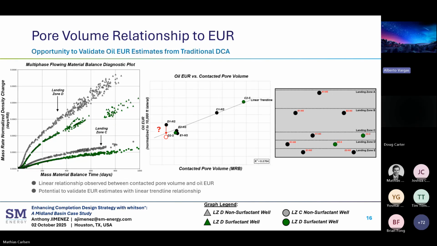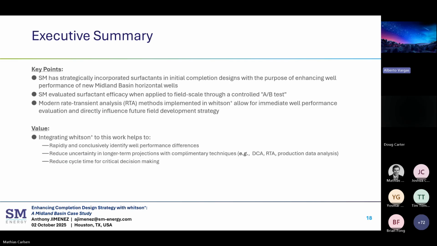Whether you revise it down or not, if I were to eliminate that well, you can see how the linear trend line gets much better, and you see that in the R squared there. So that's just another way that we can take insights from RTA to continue doing a better job here in the field. And then I'll just wrap it up with this.